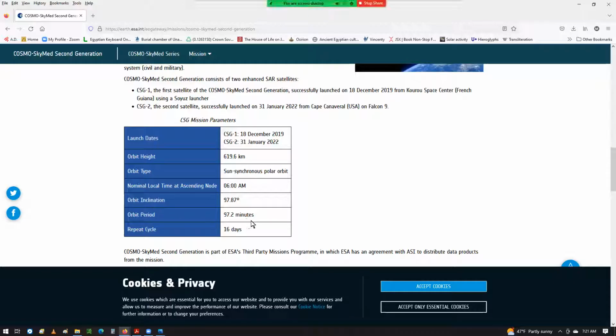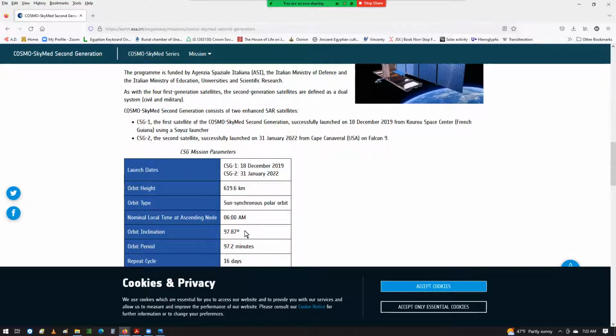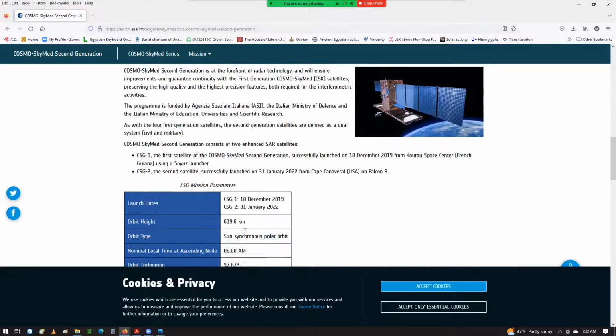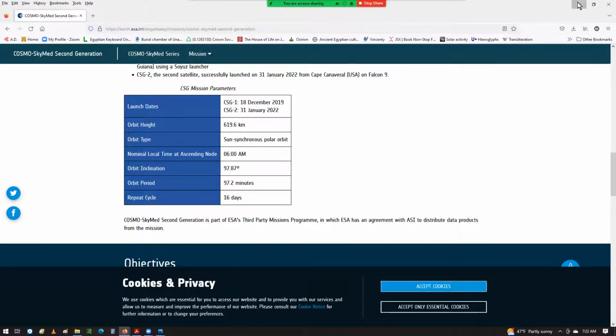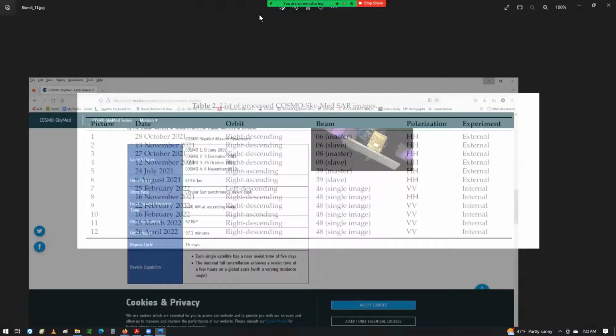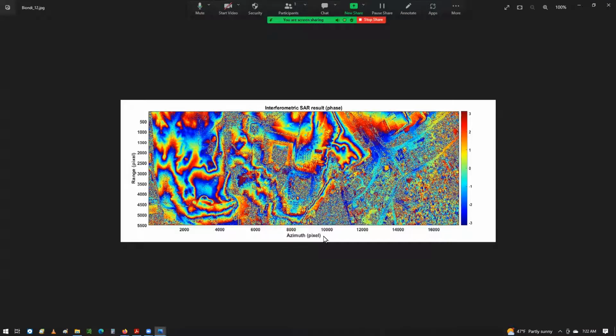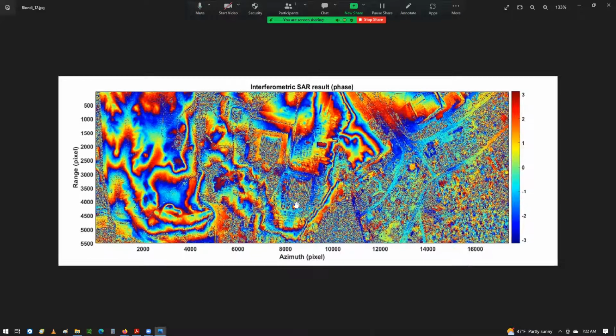So this is the orbit period, just a little bit less than 100 minutes, an hour and a half. And so every 16 days, you get to repeat the same place. And so you can repeat the experiment. So it's a little bit of a long waiting time, but as you can see, it's well worth it because of the data you might be able to get out of it. So now let's talk about some of the results.